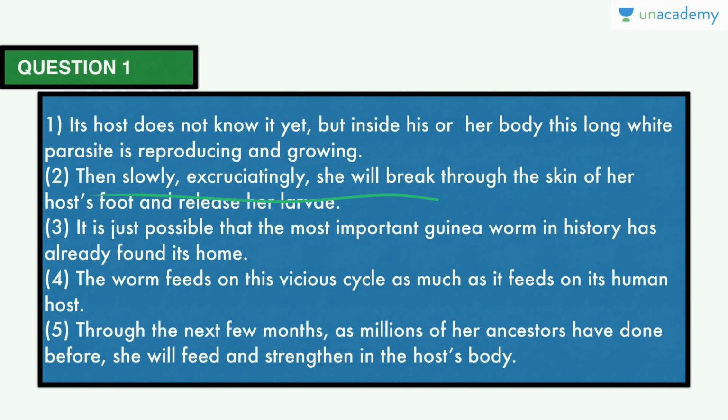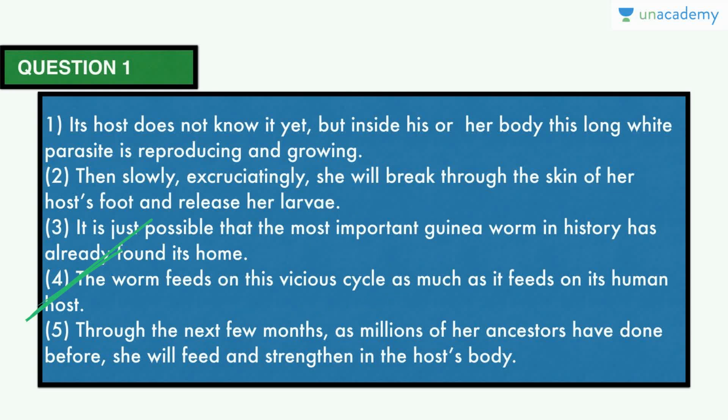Okay, let's have a look. It is just possible that the most important guinea worm in history has already found its home. What is the home? Its host does not know it yet, but inside his or her body, this long white parasite is reproducing and growing. So this host is the home. The body of this host is the home of this long white parasite. It is reproducing and growing. Okay, got it. First of all, you're talking about the home of this guinea worm, and then you talk about what exactly the home is, then it will feed and strengthen, and then it will break. I can't even find the vicious cycle.